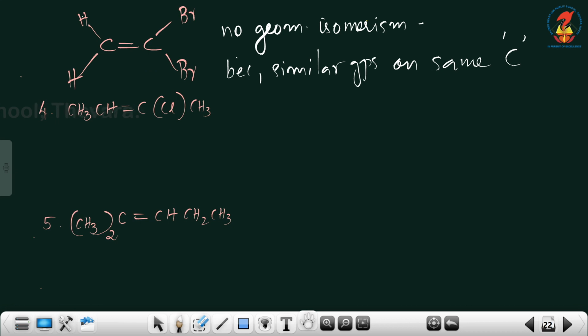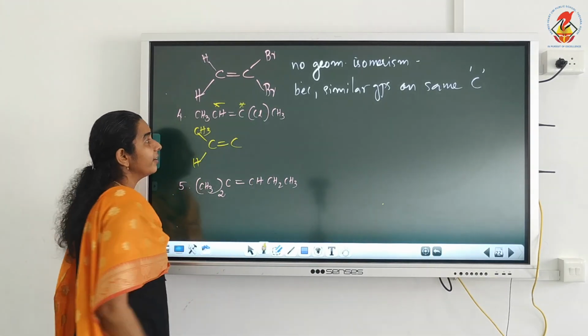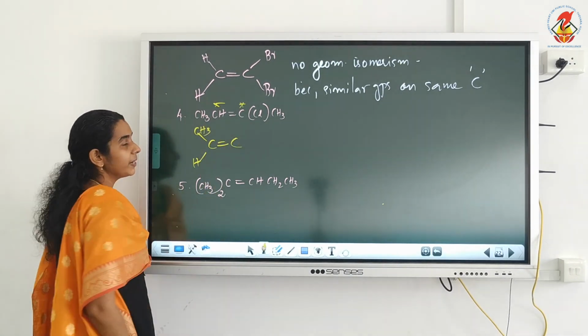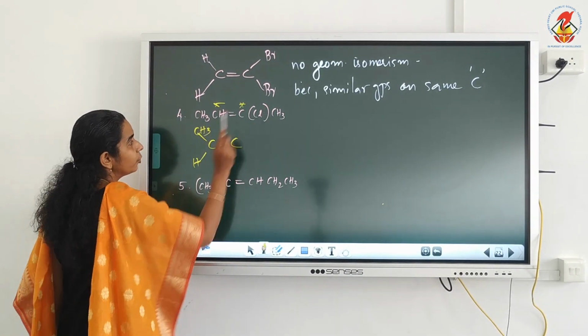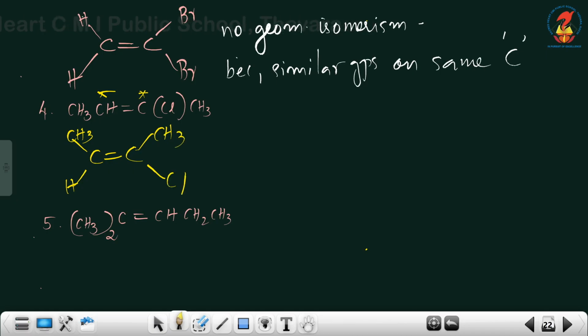Okay, now the fourth question. Here also first we have to draw the double bonded carbon. This is the double bonded carbon atoms present. Which are the groups on the first carbon? One is methyl and one is hydrogen. Now on the second carbon, one is chlorine and one is methyl. Okay, so which is the similar group present here? Methyl group is similar on both the carbon atoms.